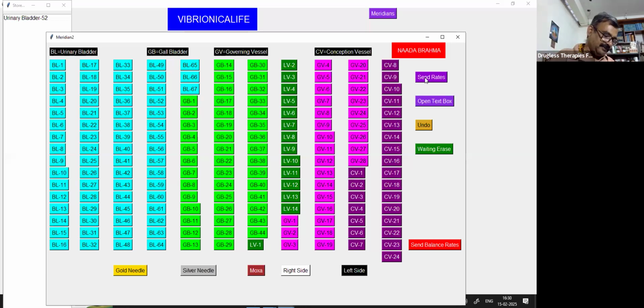Then see what are the important gallbladder meridian points. There is a point called GB34. GB34 controls the whole muscular system. For ankle pain and other problems, you can make a GB34 remedy and give it.